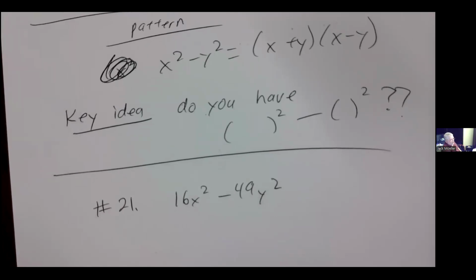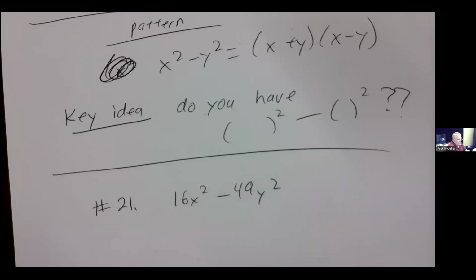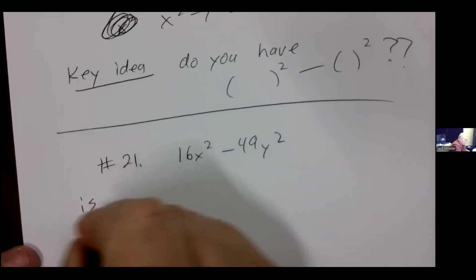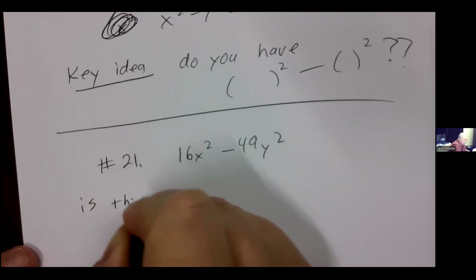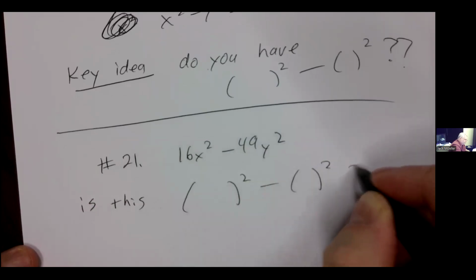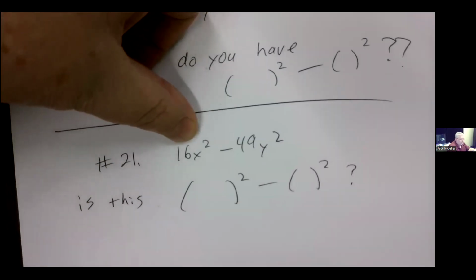Well, the reason you need to look at that, it's a binomial. What are the only two techniques that we have to factor binomials? Either a GCF or a difference of squares. There's no variable the same. There's no common factor of 16 and 49, so this is not a GCF problem. So if it's going to factor, it's going to be a difference of squares. So here's the key idea. Is this something squared minus something squared?